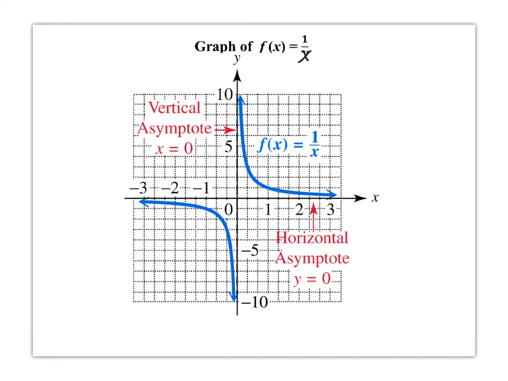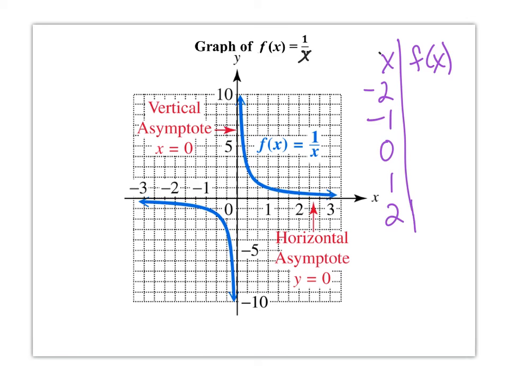Let's look at the graph of our basic rational function f of x, which is equal to 1 over x. One thing we can do when we're graphing and we're not familiar with the types of functions yet is to set up a table of values. I usually like to try some negative values, let's say -2, -1, 0, +1, +2, just to get an idea of what this graph looks like.